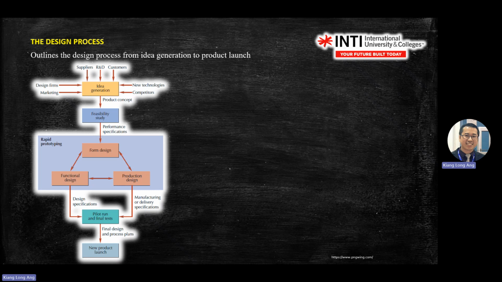So what you do in your answer, you write number 1, idea generation. You can write in point form or in a paragraph, as long as you derive it from the diagram. So you say, as the project manager, we will get input from what? Marketing, design firm, supplier, R&D, customer, new technology, discovering whether there's any new technology in milk production, and any competitor that makes milk products.